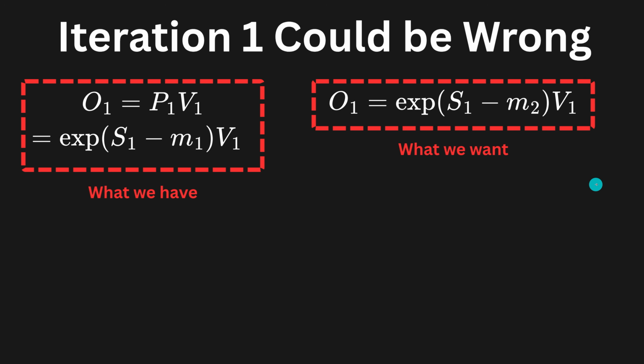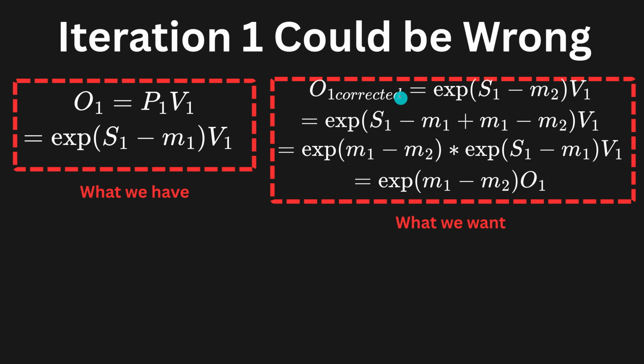And luckily that's pretty easy. So just like earlier, O1 is P1 V1, which is just P1, simply e to the power S1 minus M1, times V1. And O1 should have been not S1 minus M1, it should be S1 minus M2. In the second iteration, this is what it should have been, but this is what we currently have. The math is identical. Basically, O1 corrected is just going to be e to the S1 minus M1 times V1. And again, we're going to minus and add M1 again just like before.